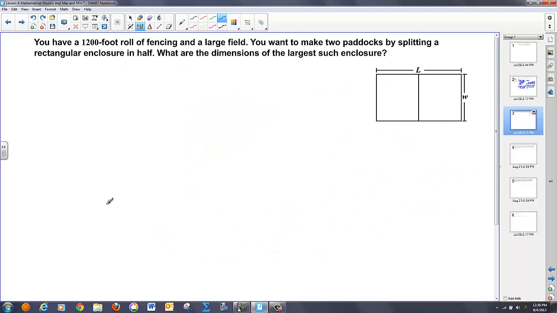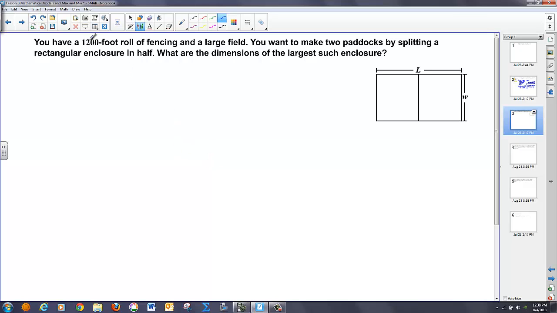We've got a 1,200-foot roll of fence and a large field. It's going to be rectangular in this case, and you want to make 2 paddocks. What a paddock is, basically, is 2 cells, holding cells, by splitting this rectangular enclosure in half. And we want to know the dimensions of the largest enclosure. So we want to know the length and the width.